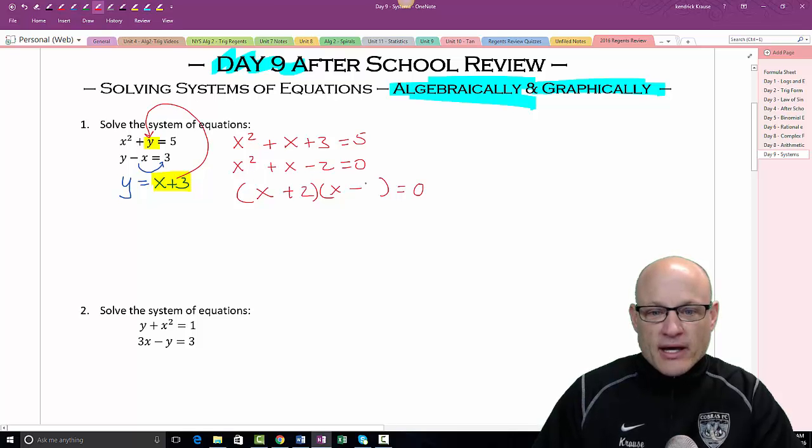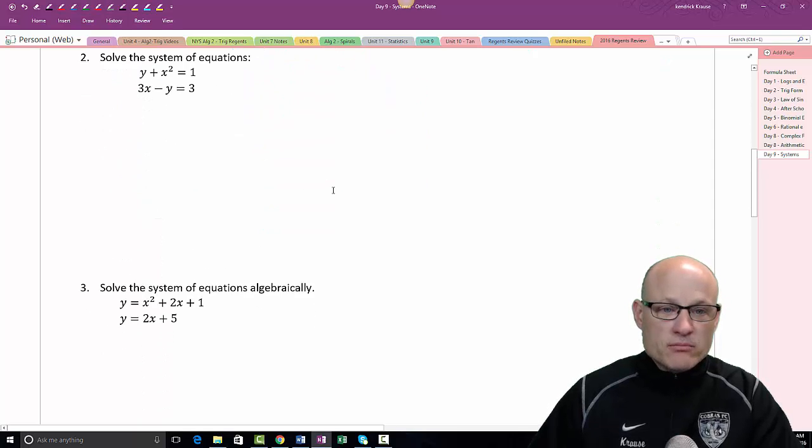Plus 2, minus 1. So my two x values are x equals negative 2 and x equals positive 1. We'll box those up and we'll go on to the next problem.